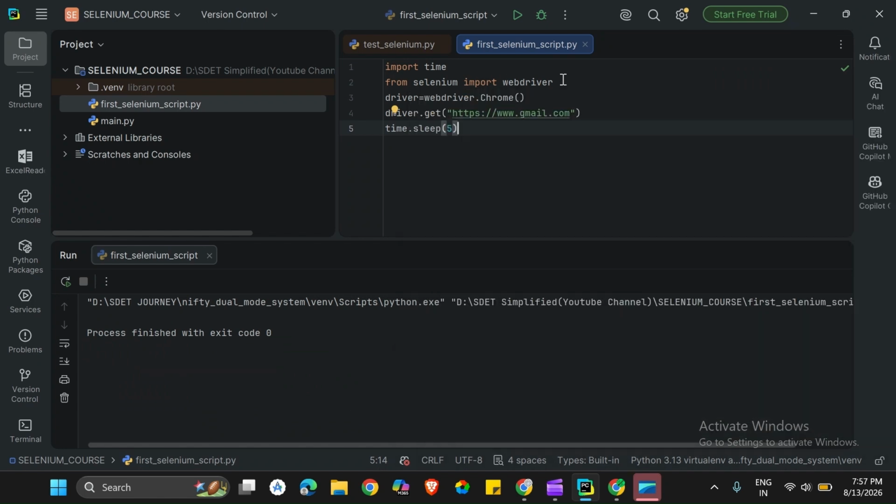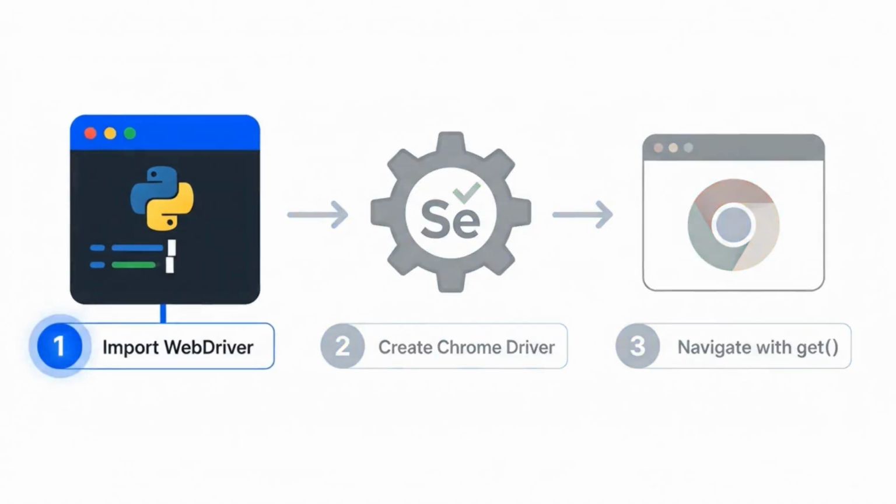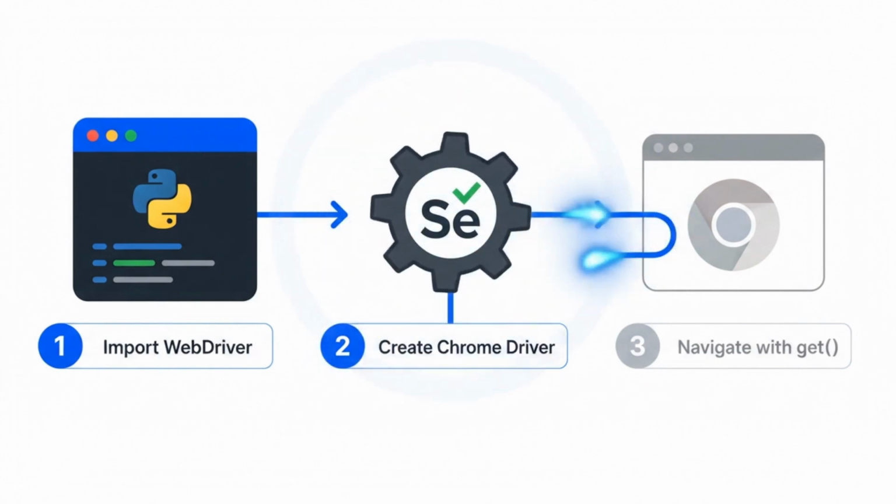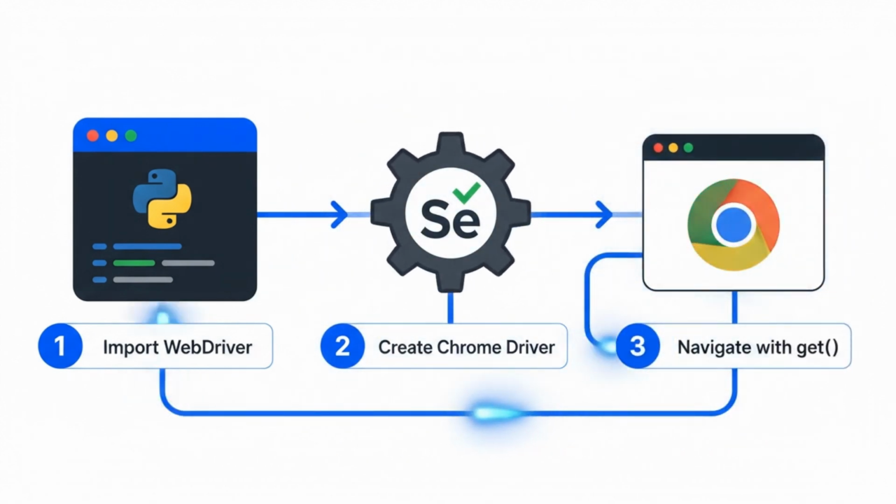Let's quickly recap each line. First, from selenium import webdriver, this imports Selenium WebDriver into your Python program. Second, driver equals webdriver.Chrome. This creates a Chrome browser session and stores a WebDriver object in driver. And third, driver.get tells the browser to navigate to the URL we provide. So remember the basic flow: import WebDriver, create the driver and navigate the browser.